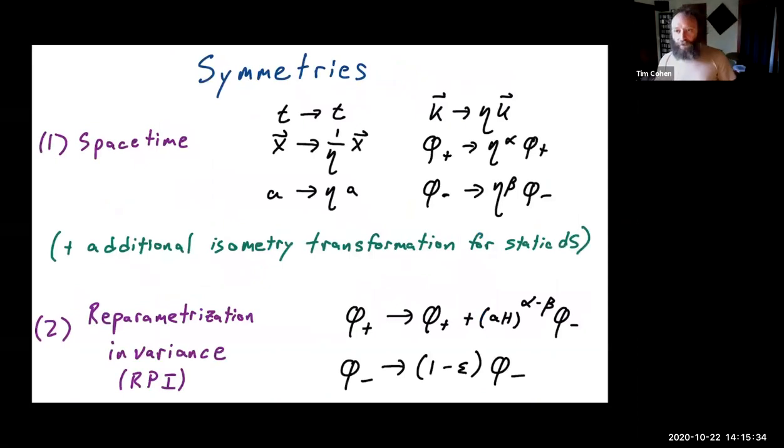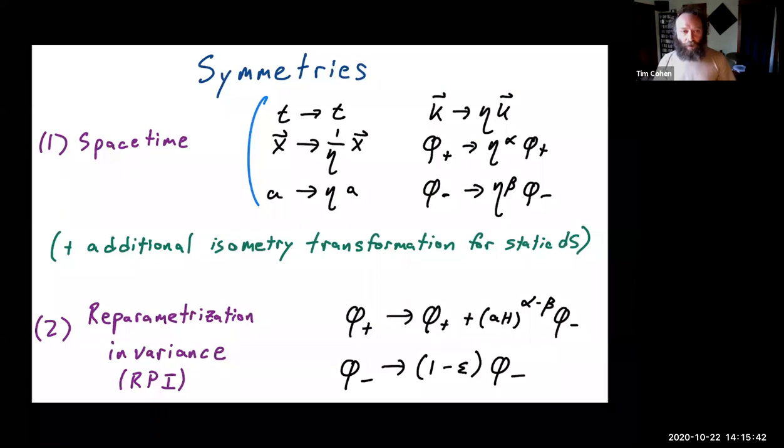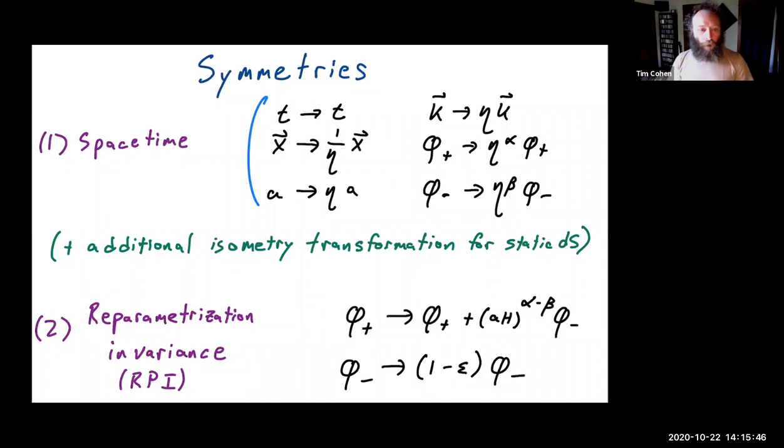The space-time symmetries manifest as follows. There's just a transformation you can do here that is essentially coming from the fundamental boosts and rotations. And there are additional isometry transformations when we're working with static de Sitter. When gravity is dynamical, you don't have those isometries anymore.